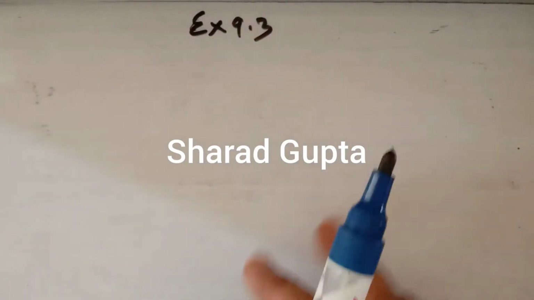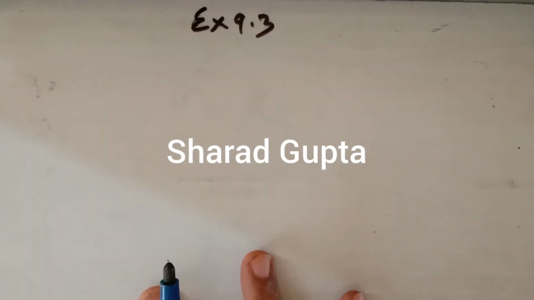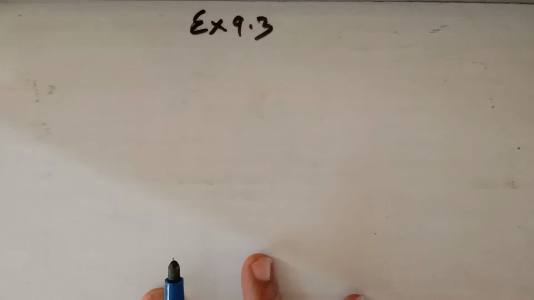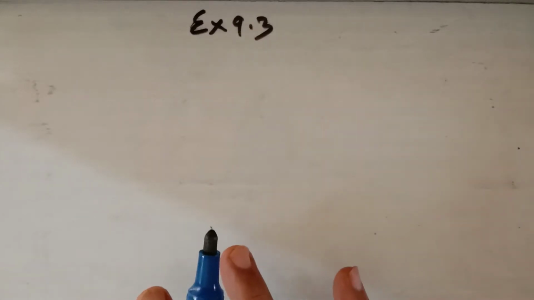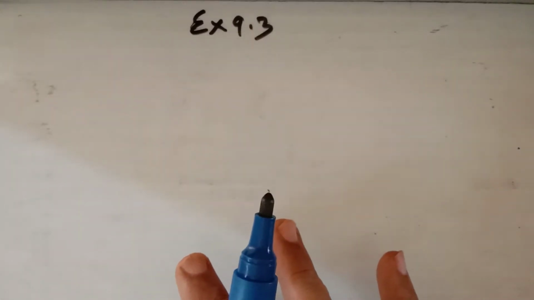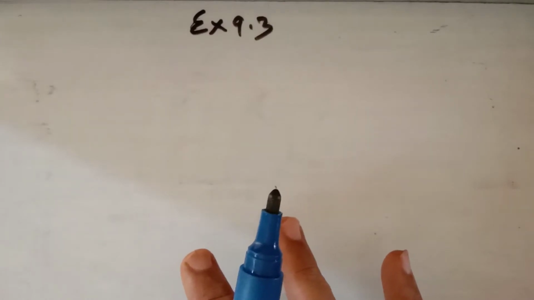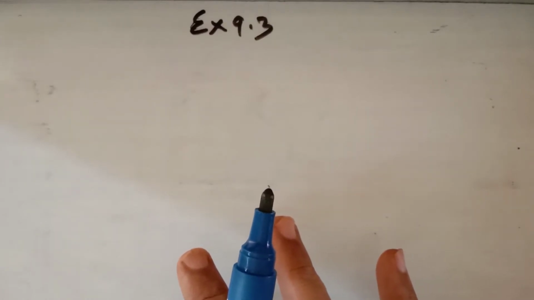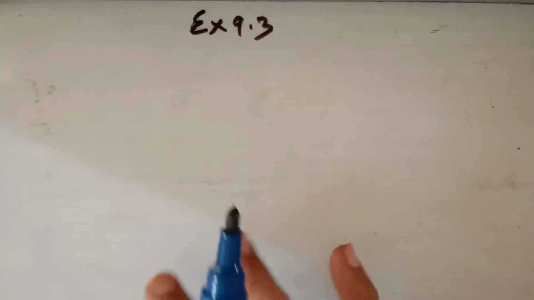Hello, this is lecture number 3 for the chapter differential equation for class 12. Now the next topic is to find the differential equation when some arbitrary constants are given in the equation.